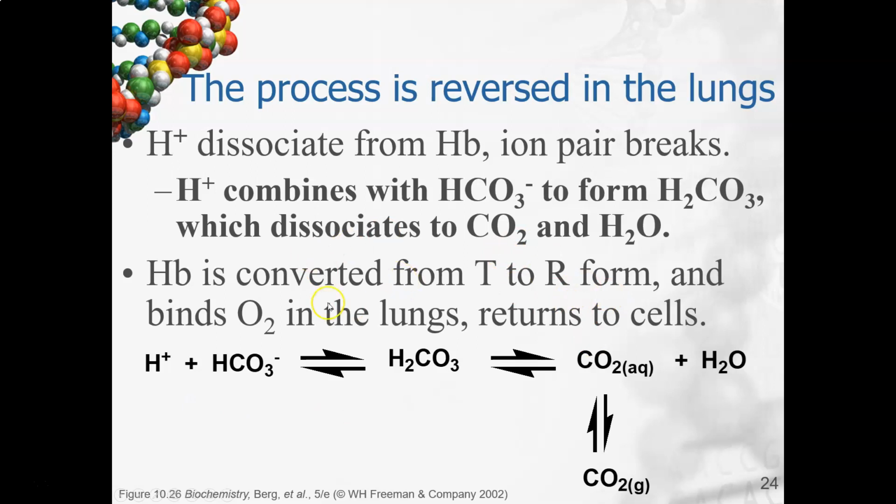So now that the concentration of protons is not as high now that we're in the lungs, and the oxygen partial pressure is much higher now, hemoglobin makes the transition from the T to the R form, and now it binds oxygen in the lungs and then returns to the cells to deliver that oxygen to the cells.